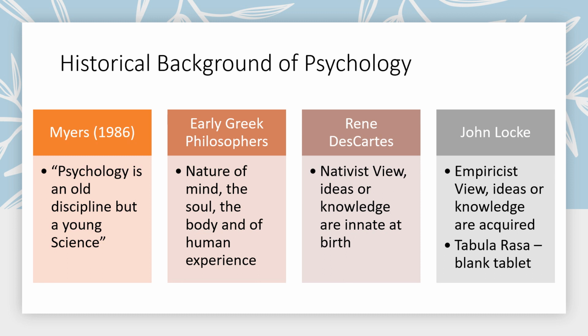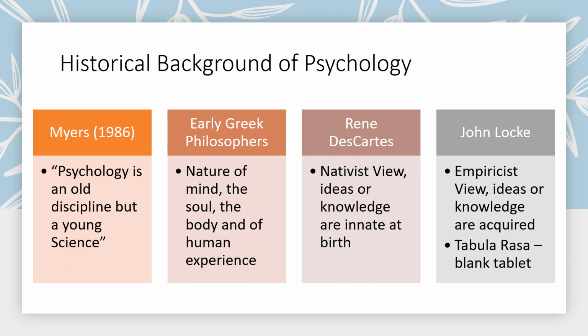But when John Locke came in, he had a very different kind of view because for him, it is an empiricist view. So if René Descartes has a nativist view, John Locke has an empiricist view. In this view, he believes that ideas or knowledge are all acquired, and that's why we have the term tabula rasa, which means we have a blank tablet or blank slate.